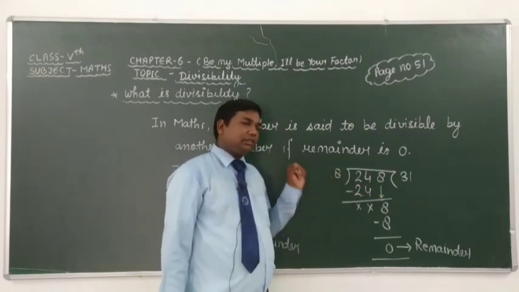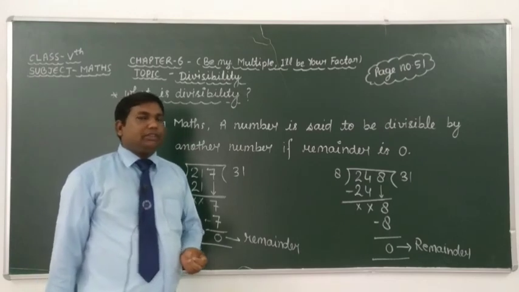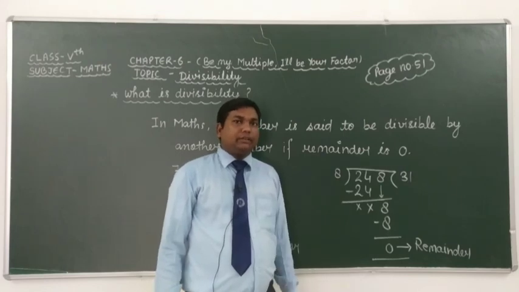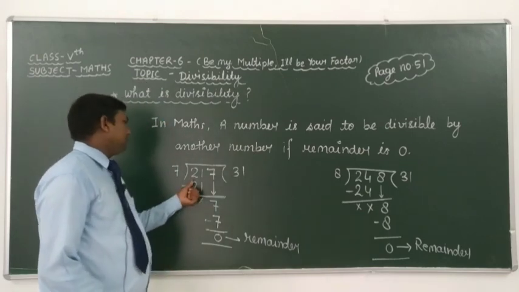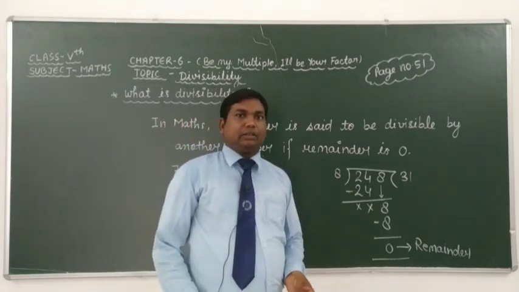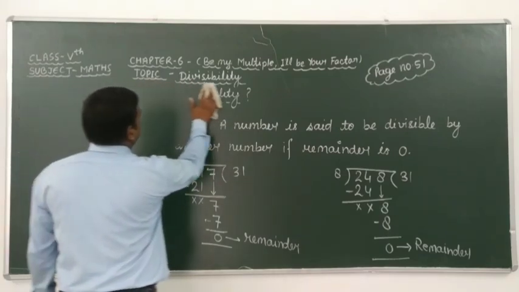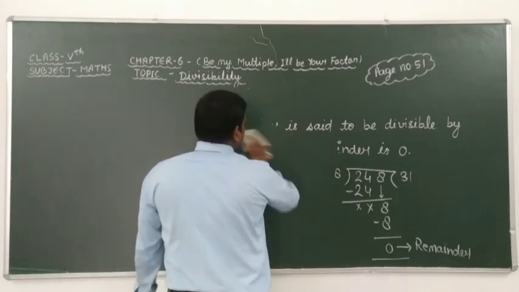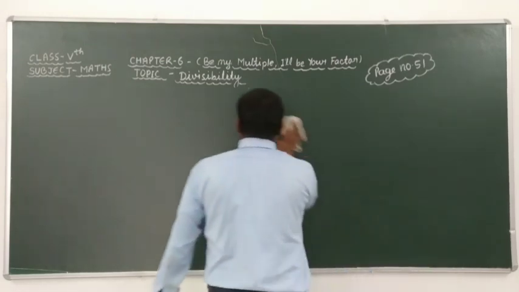Clear? Okay, students? Then, in maths, a number is said to be divisible by another number if remainder is 0. Okay? If remainder is not 0, then we can say that the given number is not divisible by another number. Okay, students? Now with this, now I am going to teach you about divisibility rule.